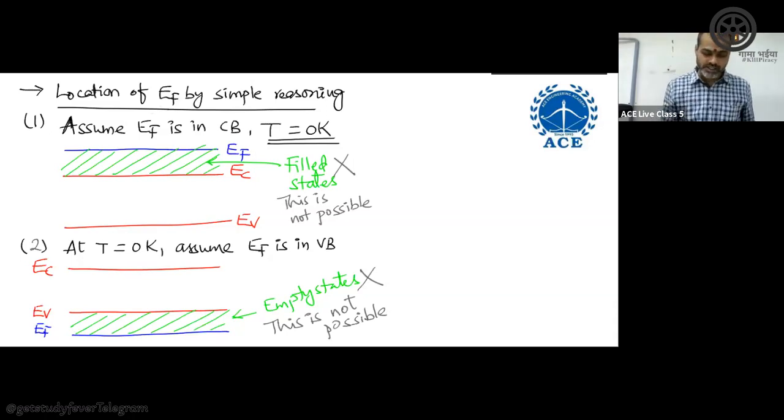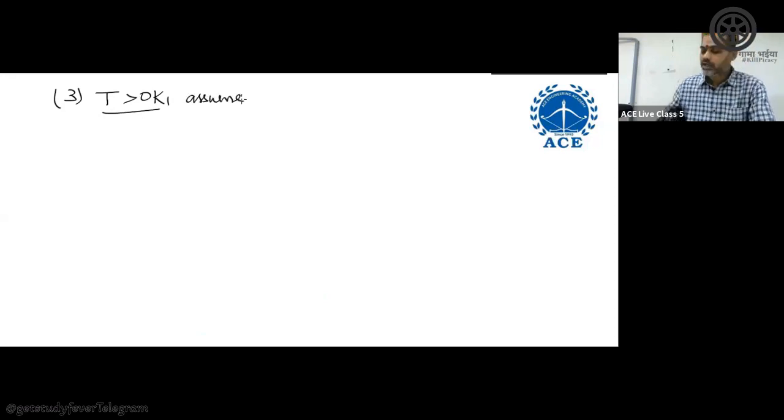Now let us consider the third assumption. Now I am taking T greater than 0 Kelvin. Either you assume close to the conduction band or close to the valence band, it is your wish. What is the possibility? Please concentrate. Either it can be in the conduction band, or in the valence band, or in the middle, in the energy gap. These are the three possibilities.